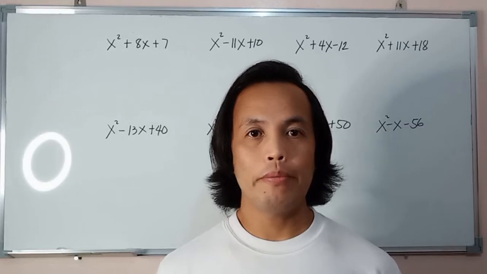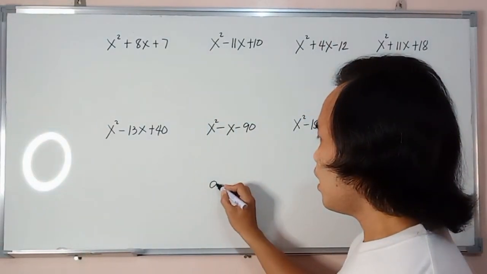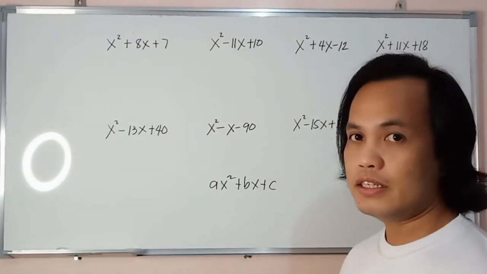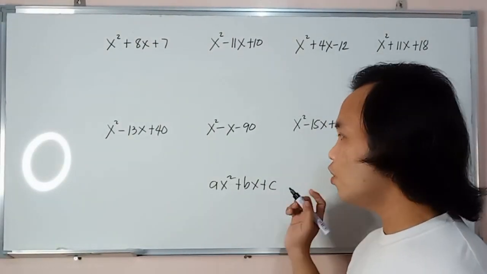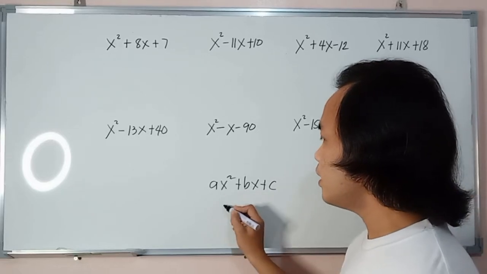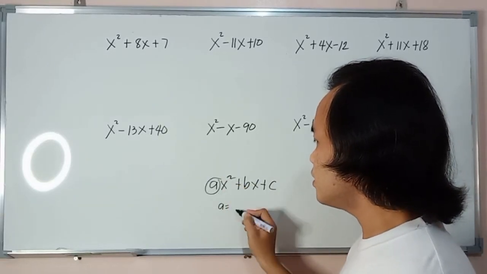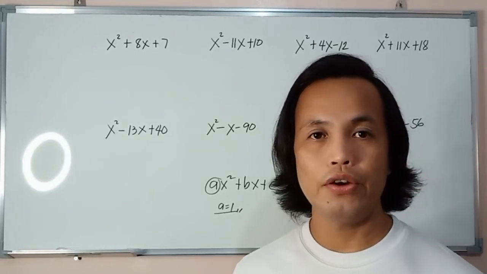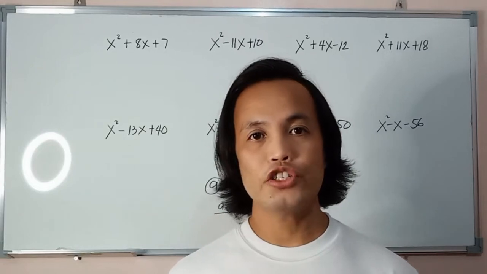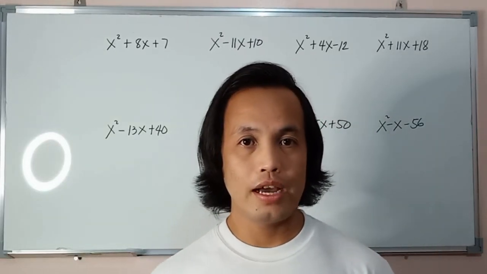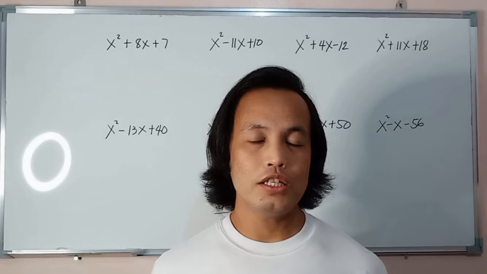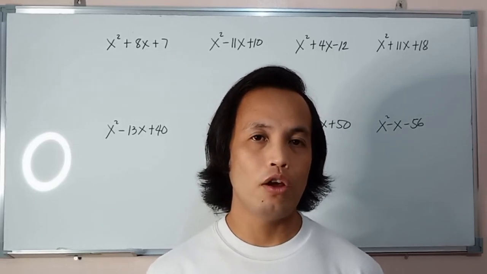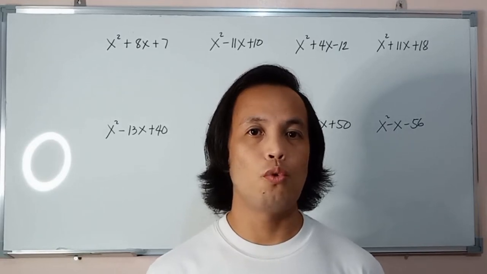A quadratic trinomial is in the form ax squared plus bx plus c. This is a quadratic expression. In this example, our a is equal to 1. I will have a separate video about factoring a quadratic trinomial when a is greater than 1. So let's proceed to our example. How do we factor a quadratic trinomial when a is equal to 1?